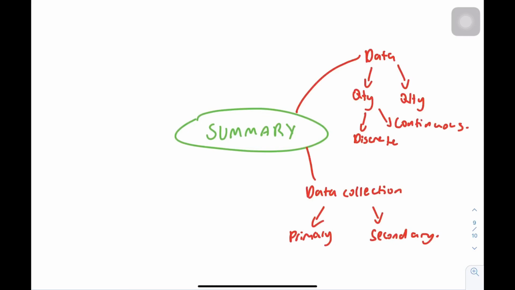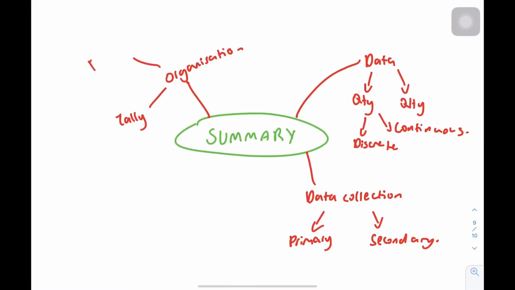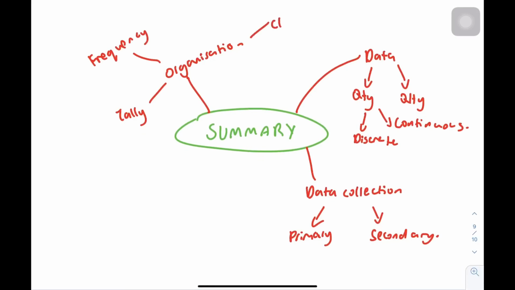Then we talked about ways to organize data. Organization. What types of organization methods were there? We had tally tables, we had frequency tables, we had class intervals, and we had two-way tables. After that, we had charts.